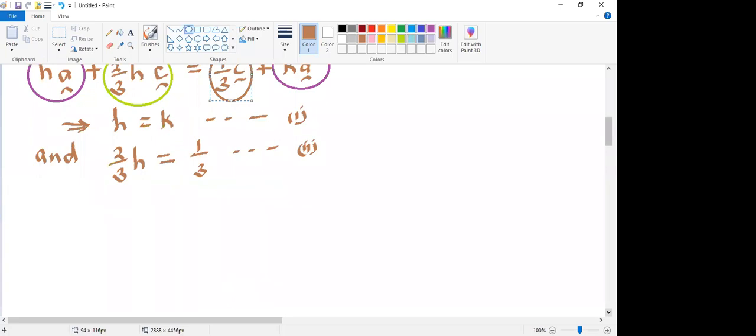From equation 2, we can get the value of h. And once we get the value of h, equation 1 is already telling us the value of h and the value of k are very related. Give me the value of h from equation 2. The value of h is a half.